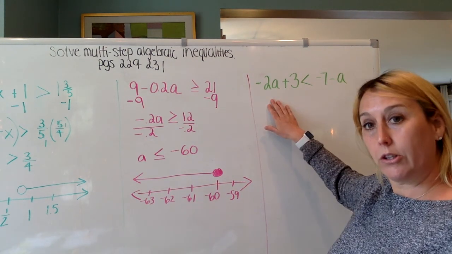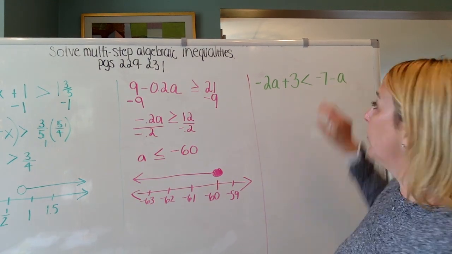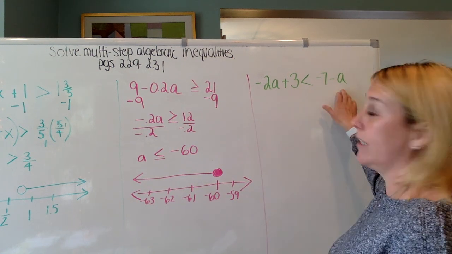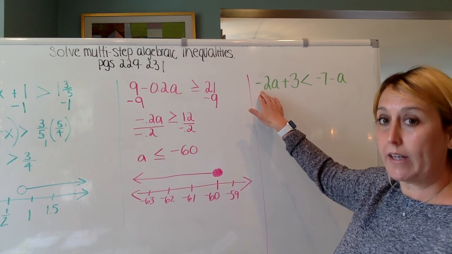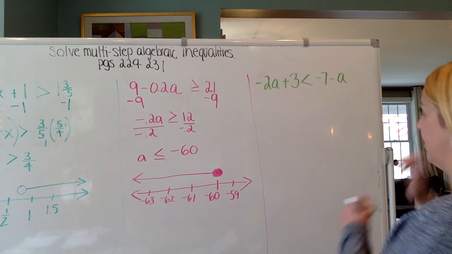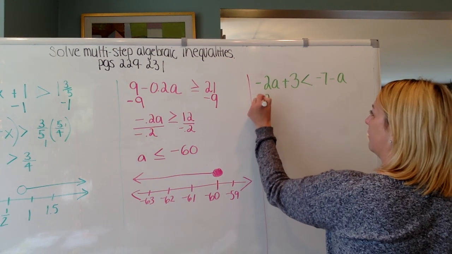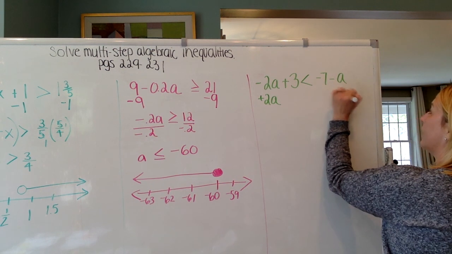So this is a little trickier because you get negative 2a and negative a. Well, which one has the smaller value? Well, negative 2 is more negative than negative 1, right? It's farther away from 0 than negative 1. So we're actually going to move this baby. Negative 2a, so the opposite of negative 2a is positive 2a, positive 2a over here.